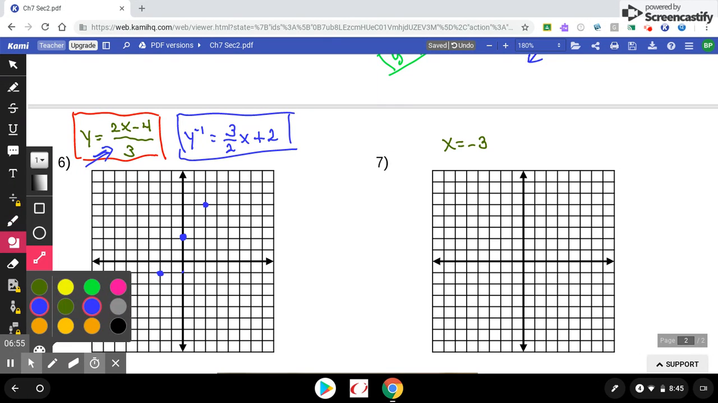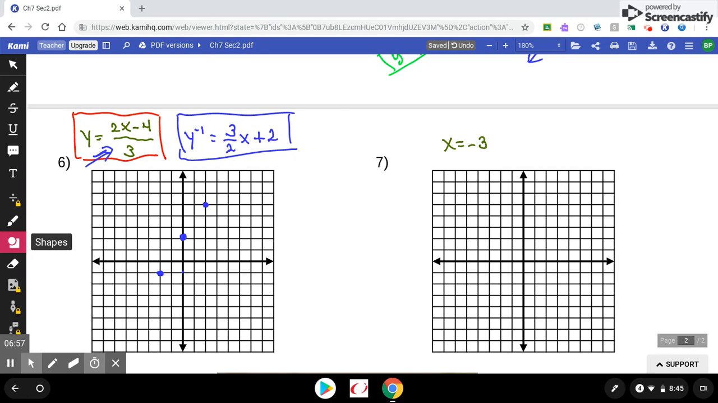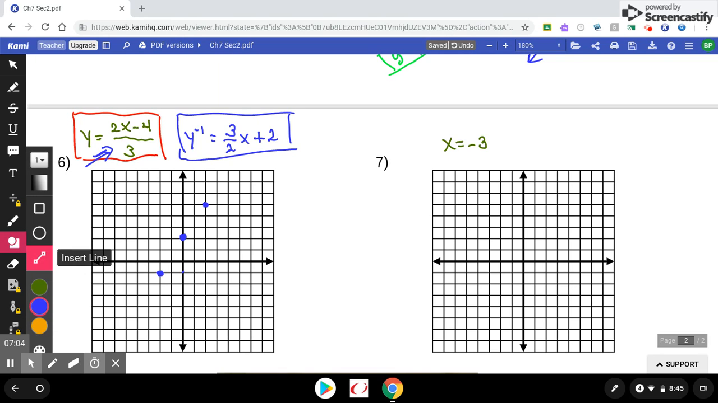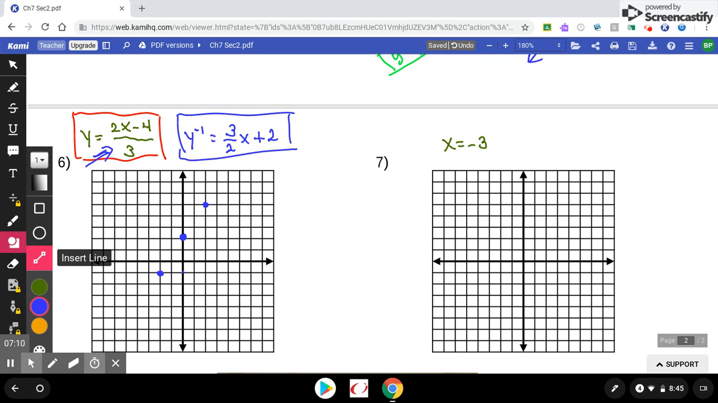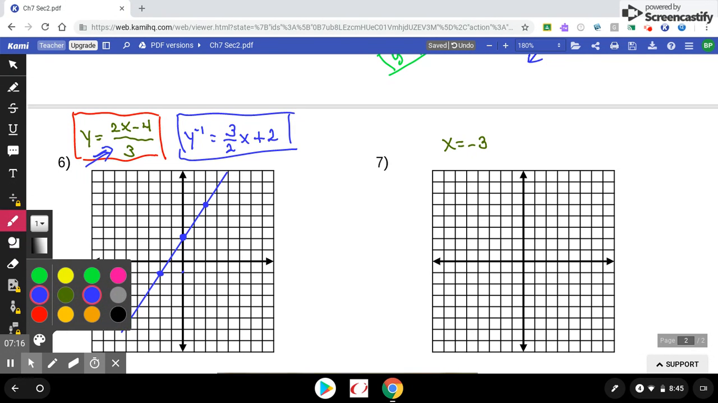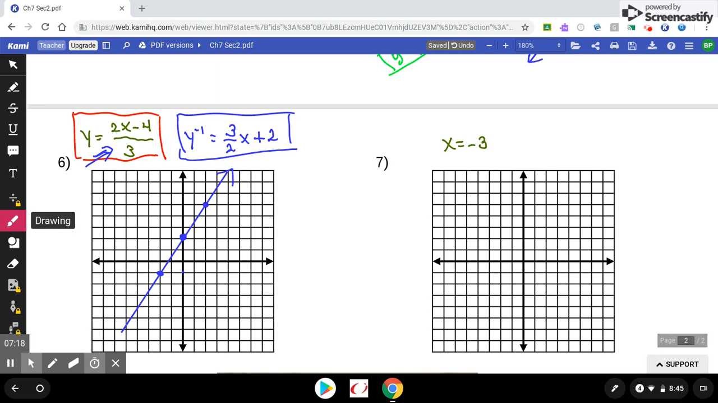Let's draw a line in there. Well, let's try that again. All right, third time's a charm. Hey, there we go. All right, but make sure to label that one. That was my inverse graph, so I'm going to put a y-1 on that.